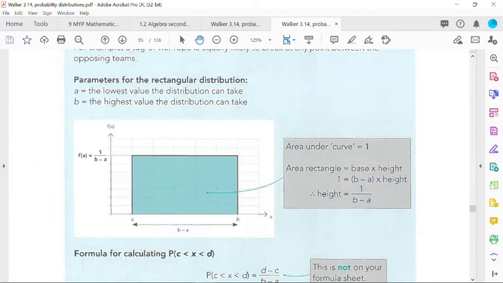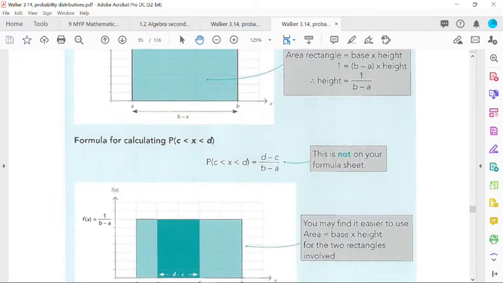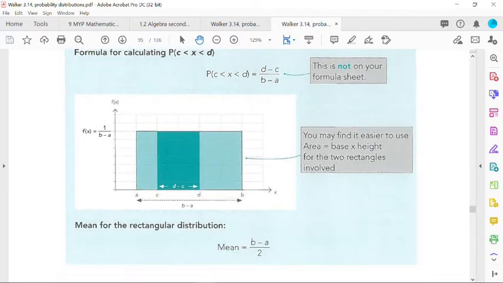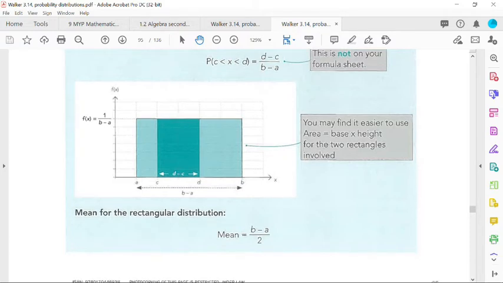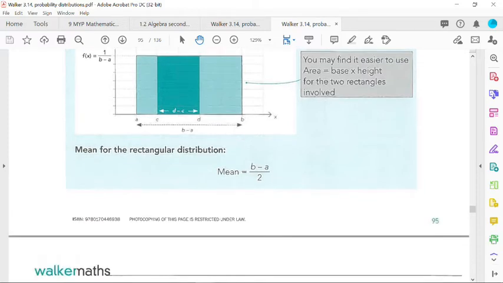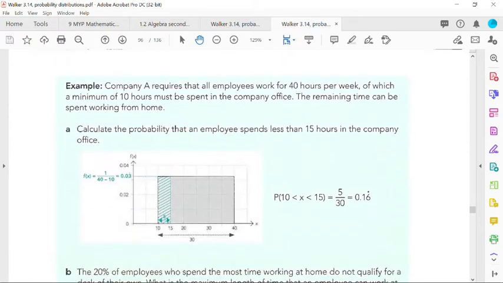So let's look at a couple of examples just to show you what's going on. Don't worry about this formula, that's dumb. Okay. Now. Pardon me? Well, that's the mean. Don't worry about that. We're not there yet. Okay? So let's just look at an example.